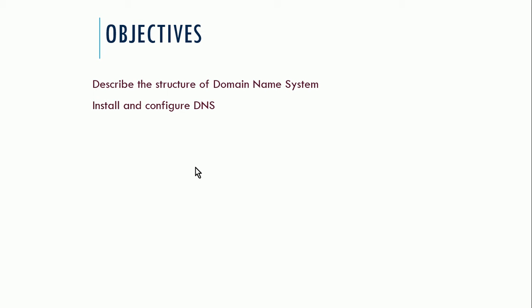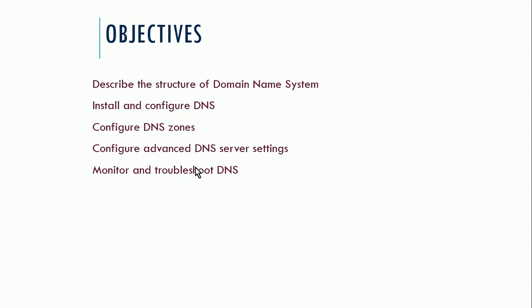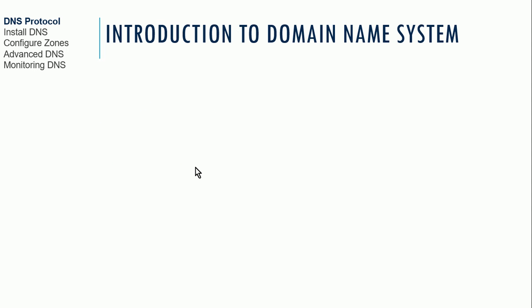So let's get started. We're going to describe the structure of the domain name system, a little bit of how it works. Then I'm going to show you how we install and configure DNS, which is relatively simple in Windows 2012 Server. Then we're going to talk about the configuration of DNS zones, which gets a little bit more complicated. We're going to talk about some of the advanced settings that are available to us in Windows 2012. And then finally, how to monitor and troubleshoot DNS.